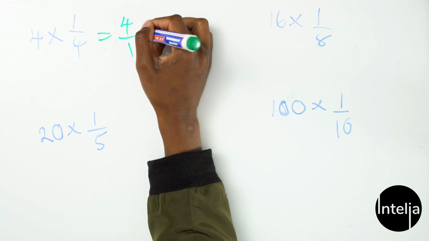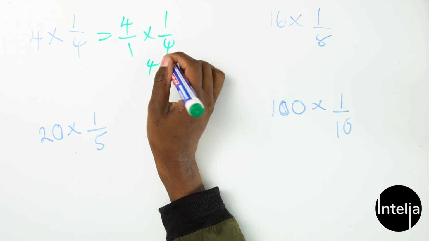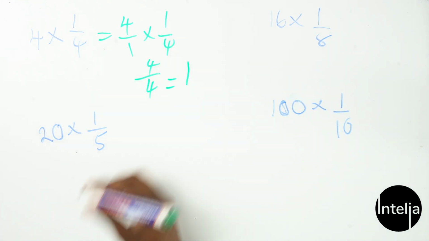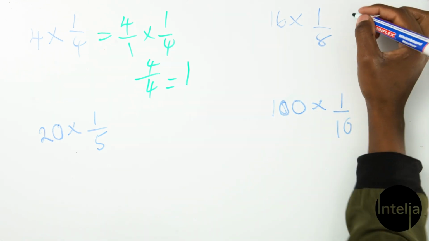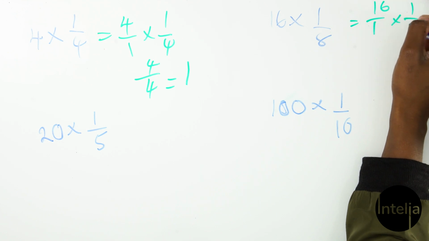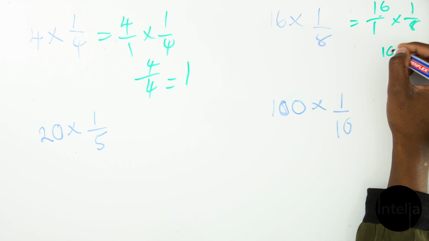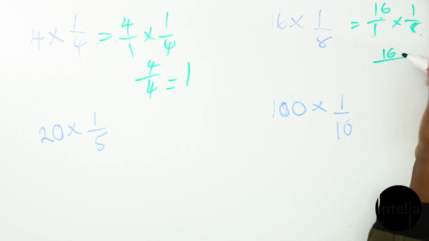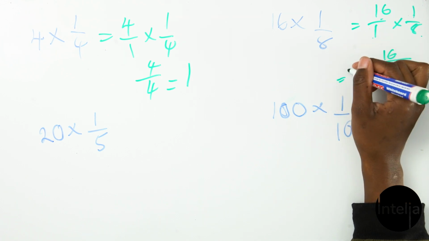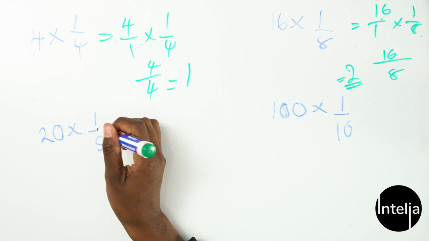So here, 4 over 1 times 1 over 4. 4 times 1, that's 4 over 4 times 1, that's 4. Our answer is 1. And then 16 over 1 times 1 over 8. 16 times 1, that's 16 over 1 times 8, that's 8. 8 into 16 is equals to 2. Your answer is 2.